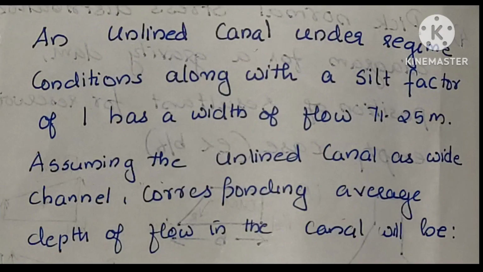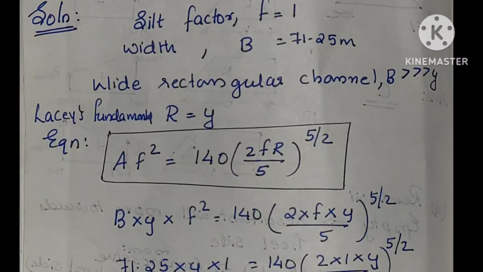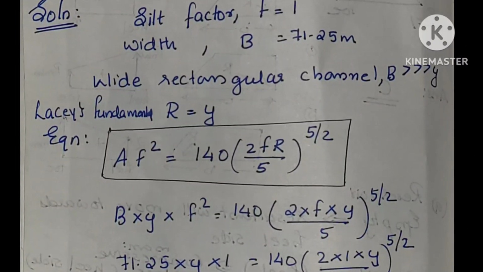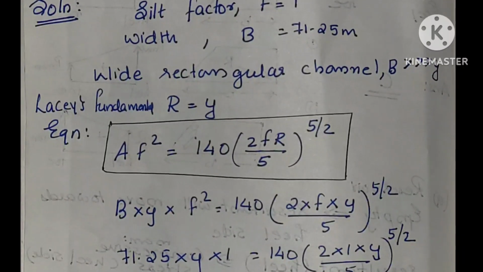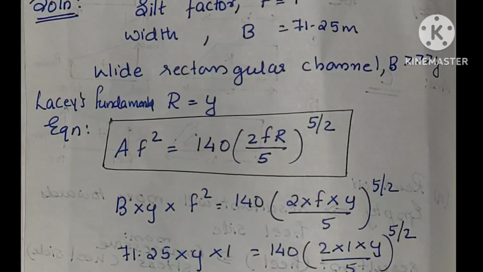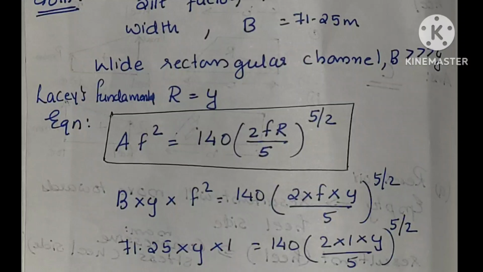Next question: an unlined canal under regime conditions along with a silt factor of 1 has a width of flow 71.25 meter. Assume the unlined canal as a wide channel, the corresponding average depth of flow in the canal will be. In the question, it is given that silt factor F is 1 and the width of flow is 71.25 meter. And in case of a wide rectangular channel, B is very much larger than Y, and the value of R is taken as Y. R is equal to Y.